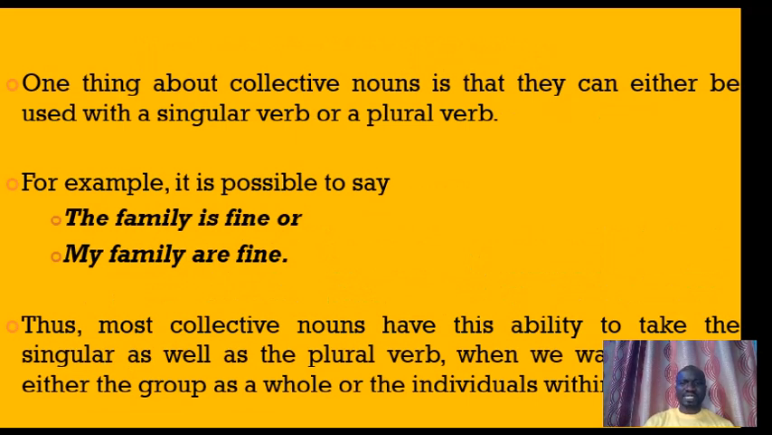One thing about collective nouns is that they can be used with either a singular verb or a plural verb. For example, it is possible to say, the family is fine, or my family are fine. Most collective nouns have this ability to take the singular as well as the plural verb, when we want to stress either the group as a whole or the individuals within the group.